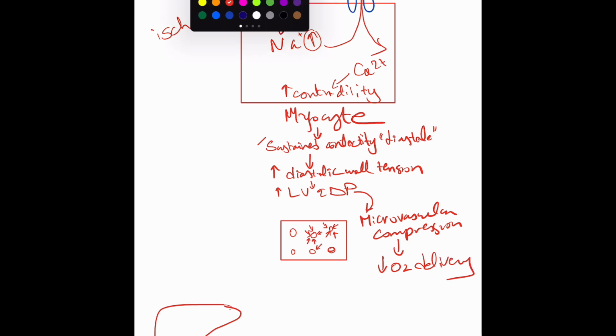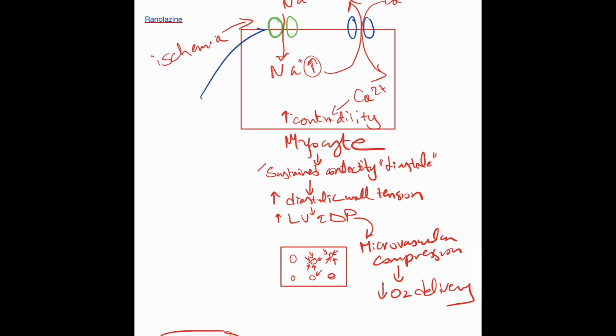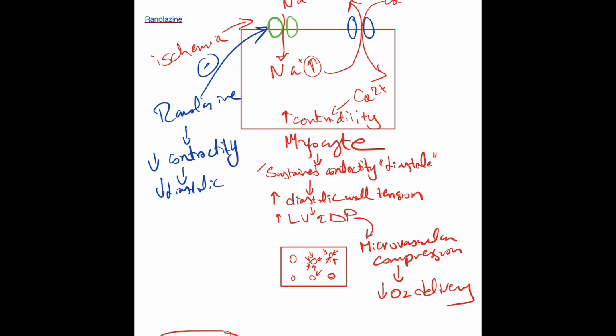What happens in the case of ranolazine is that it inhibits this late-stage sodium channel. This is the ranolazine. So what it does is decrease contractility, and once it decreases the contractility, it decreases the diastolic wall tension, decreases LVEDP, and gives better oxygen delivery.